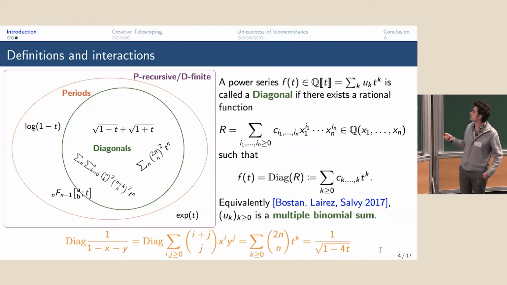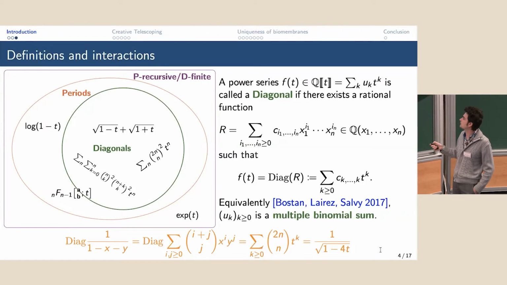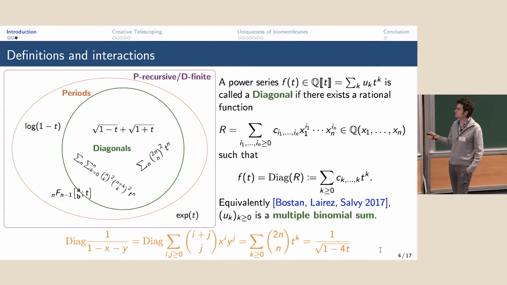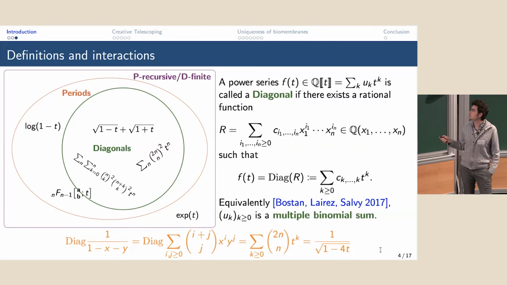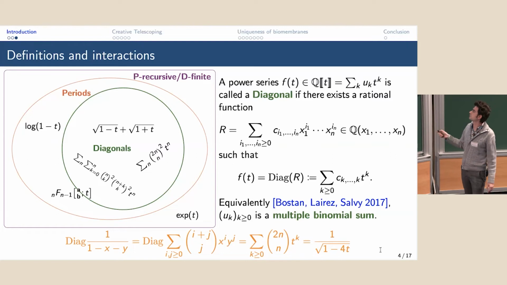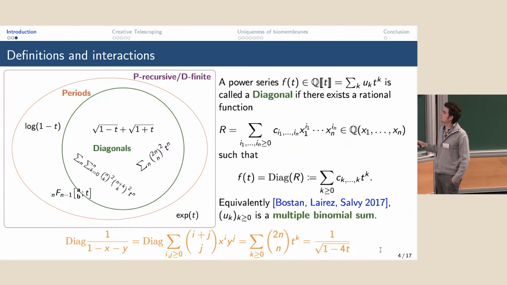They are classified as so-called multiple binomial sums, which I will also not define, but as you see in this picture, the Apéry numbers I had before, for example, are obviously some kind of sum of binomials, so they are diagonals, and there exist explicit constructions of this rational function satisfying this. Algebraic functions are diagonals in two variables, this is known, and yeah, so all kinds of binomial expressions.